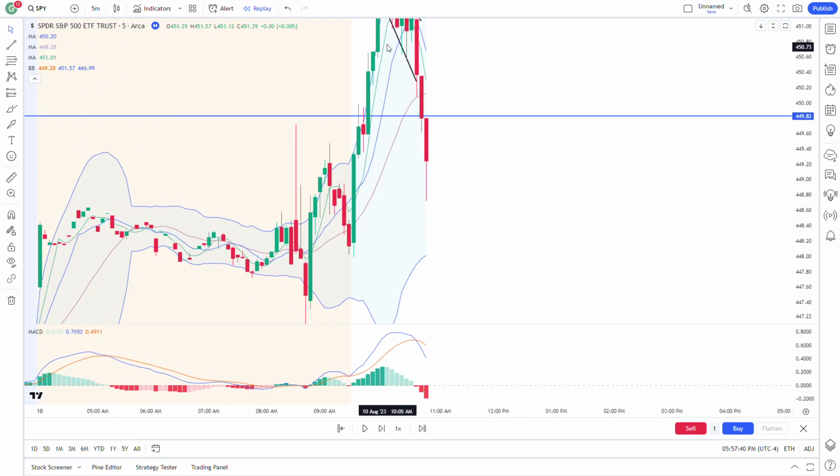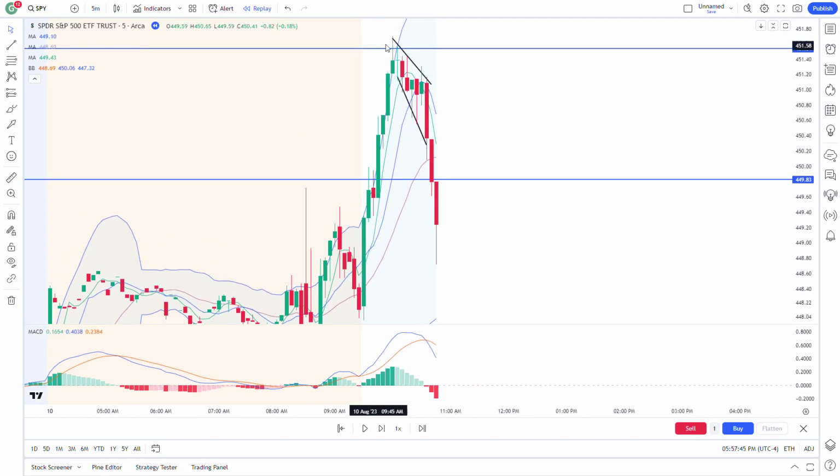So we've lost the 9, the 5, the 20, all our moving averages on the 5 minute time frame moving over. Also rejected at our 449 level. Want to keep that in mind. I'm sorry, our 451.54 level. Want to keep that in mind.